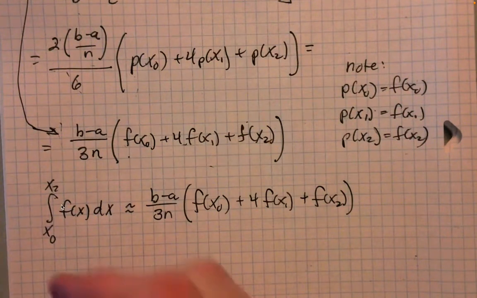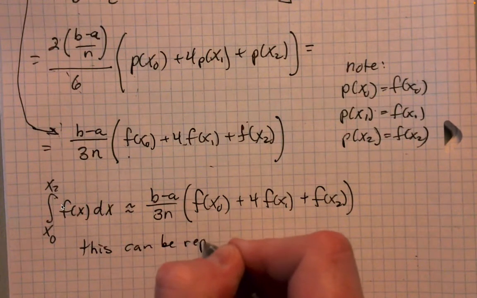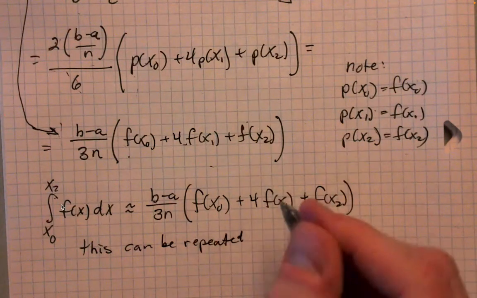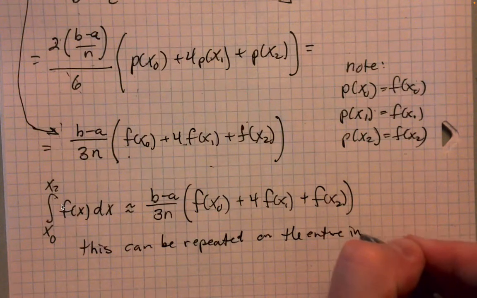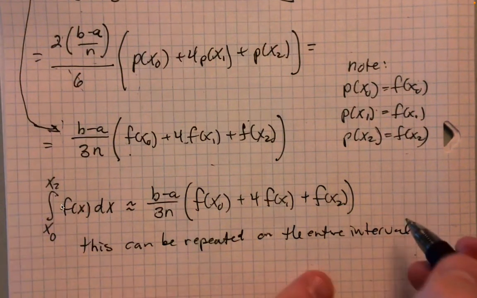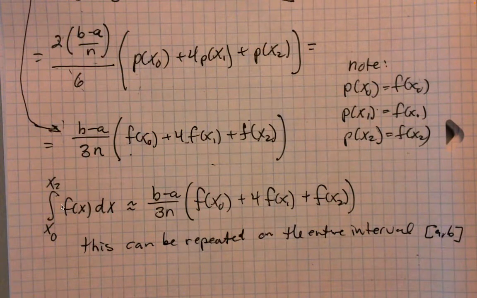Okay, and this can be repeated on the entire interval a, b, right? So we just talked about one little double subinterval x0 to x2, but you could obviously do this for all of the xn's.